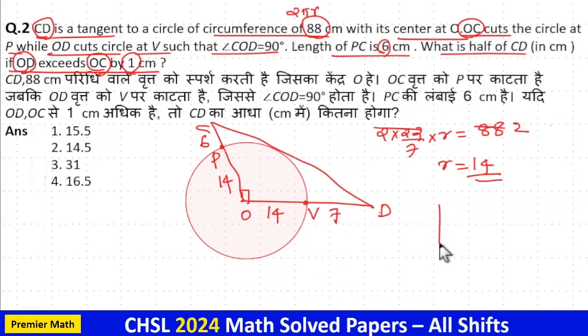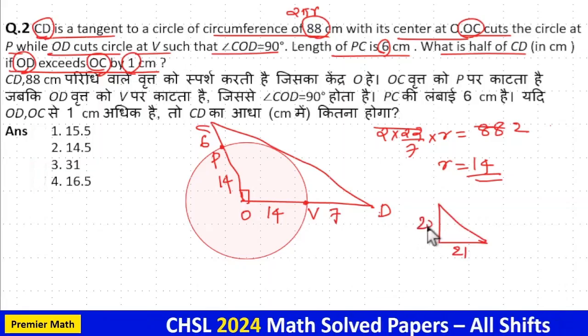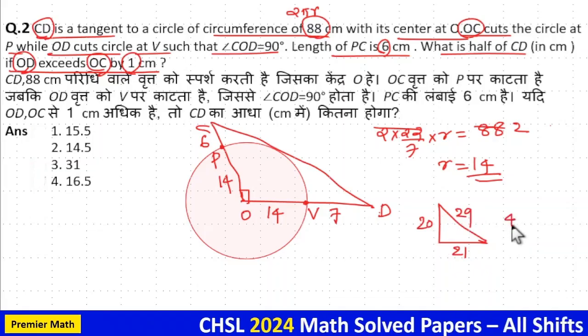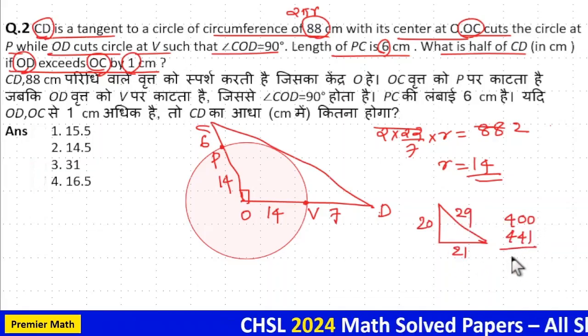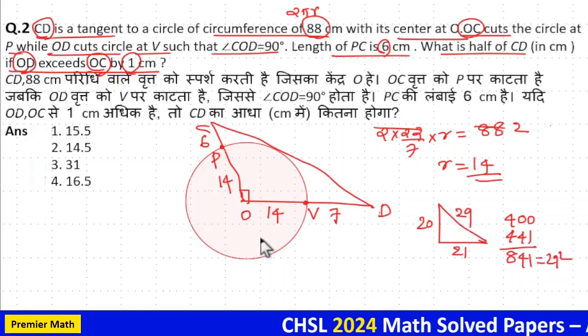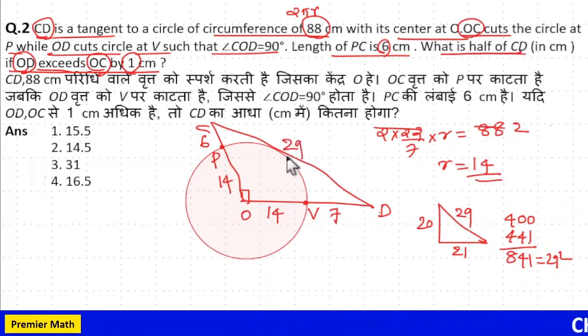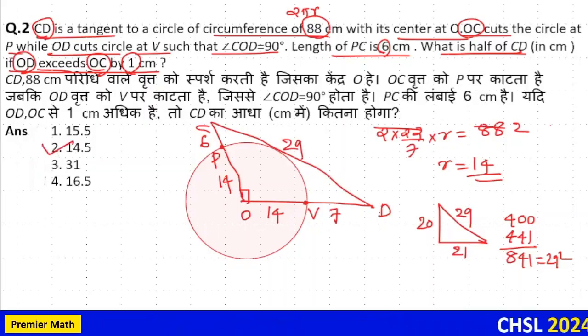Now this is a right angle triangle with base 21 and height 20. Then the hypotenuse should be 29, because 20 square is 400 and 21 square is equal to 441. So the total is equal to 841, which is 29 square. So the hypotenuse is 29 and we need half of CD. Here the total is 29, so half of CD is equal to 14.5. Option 2 is your answer.